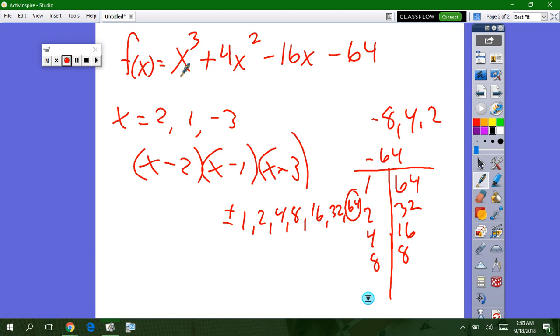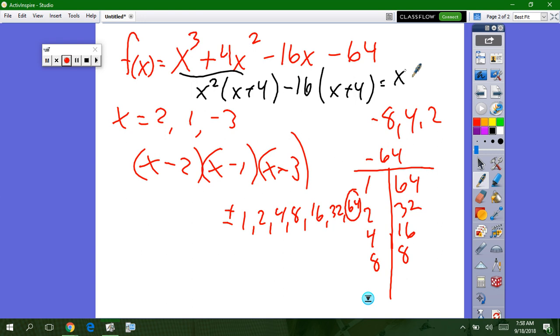So first off, these guys share what? X squared. I'm left with x plus 4. These guys share negative 16. I'm left with x plus 4. So I pull that out. X plus 4, x squared minus 16. Now I can keep factoring him, but just bear with me for a moment, okay?